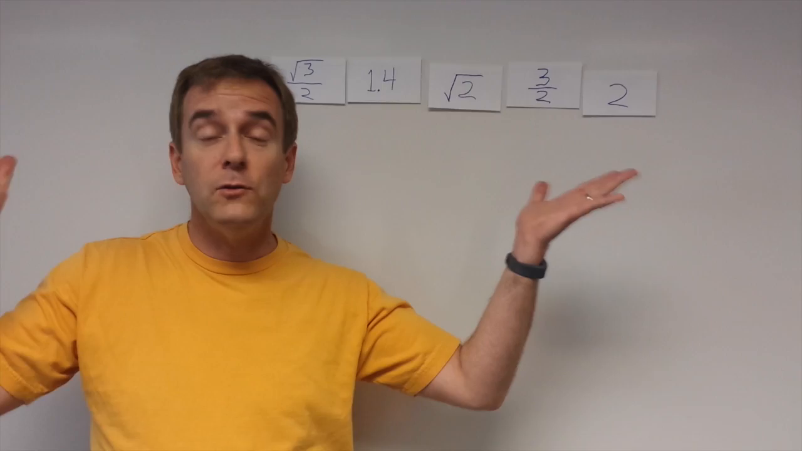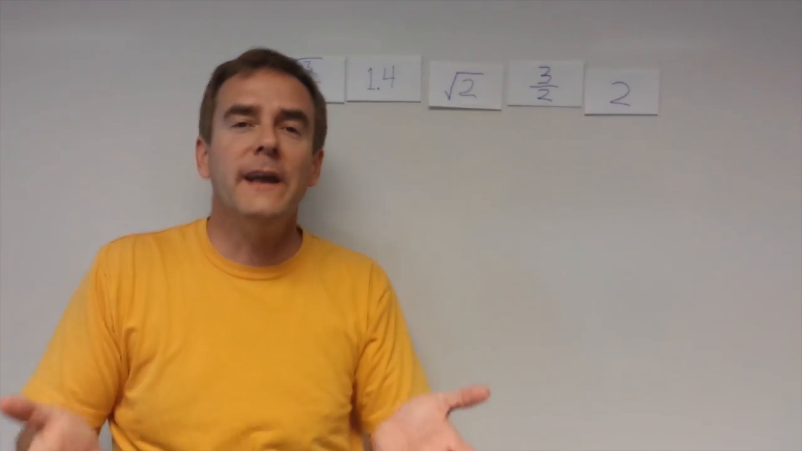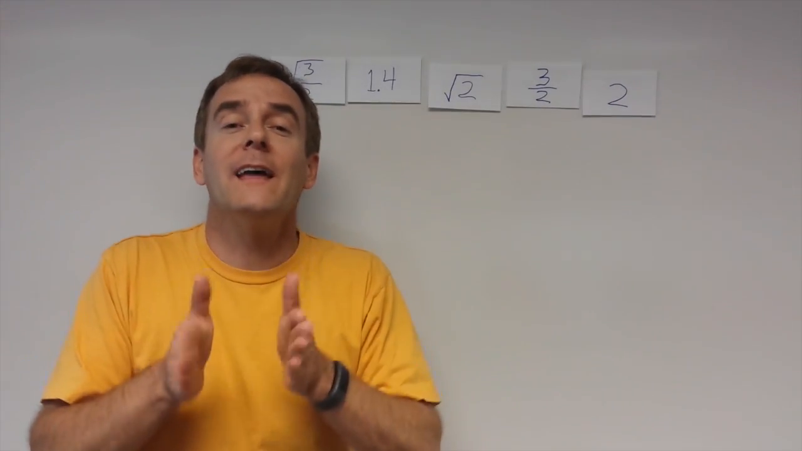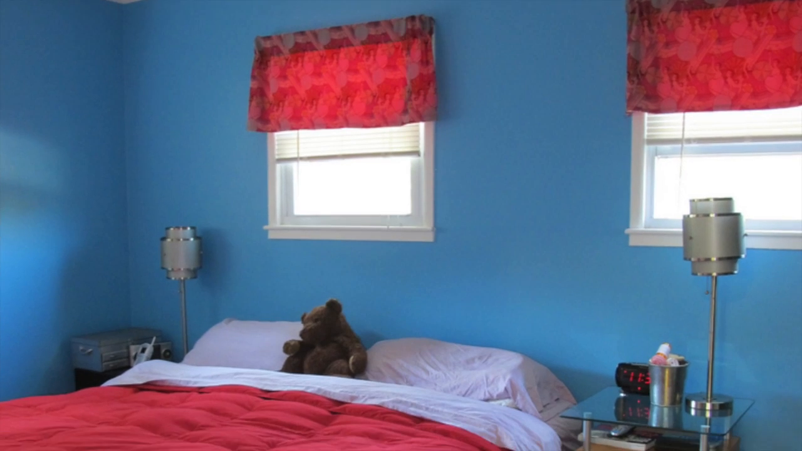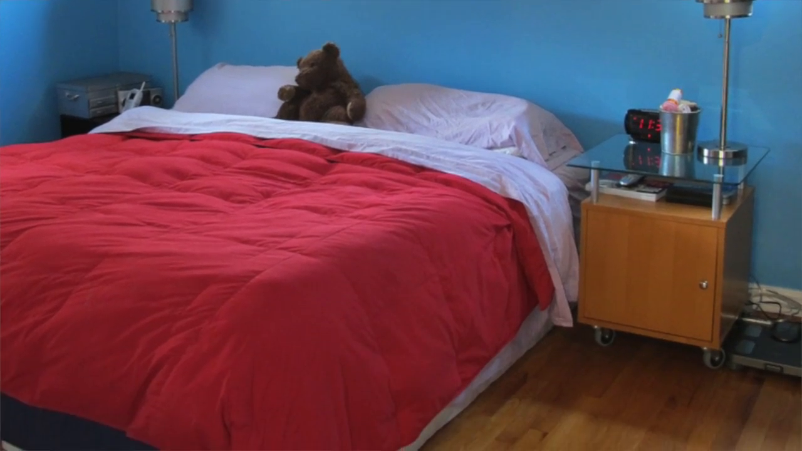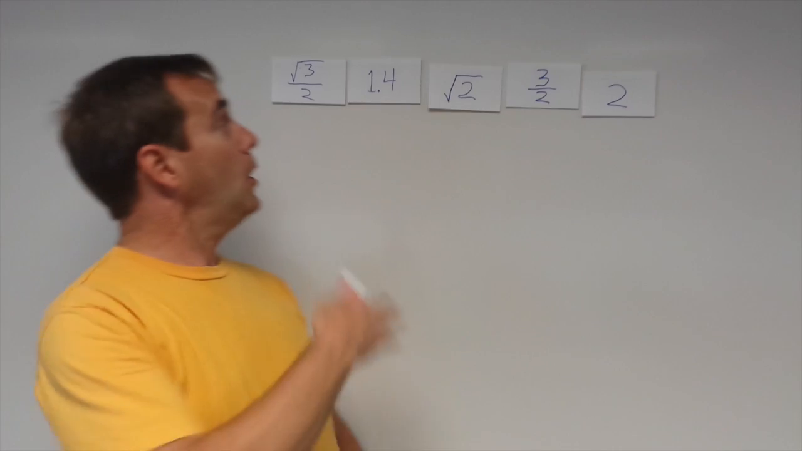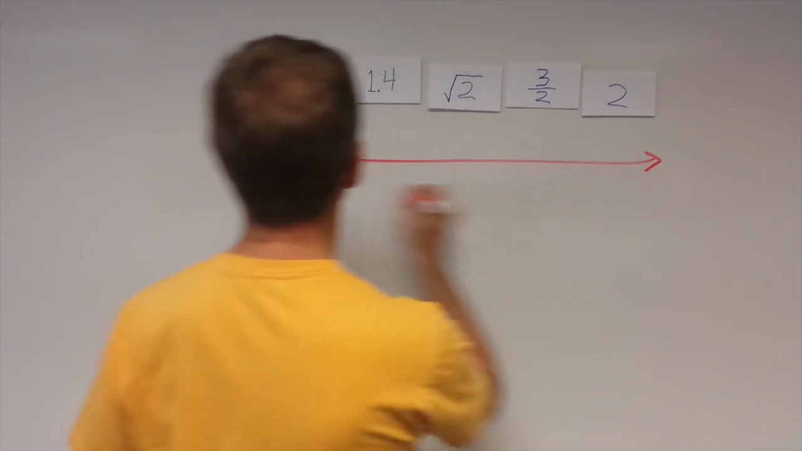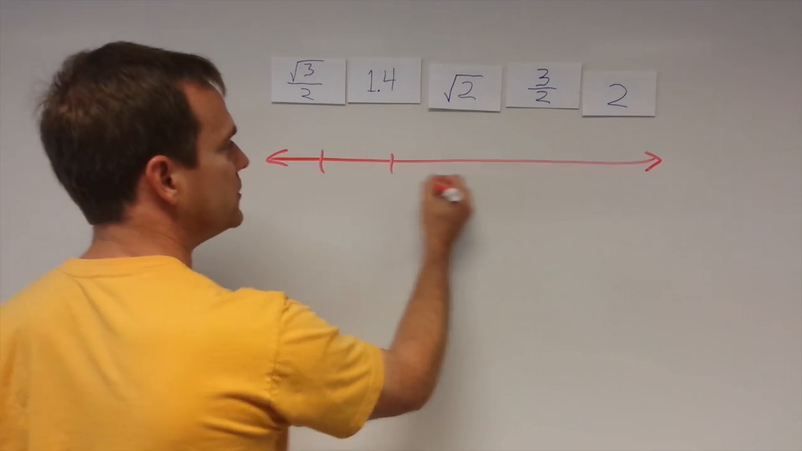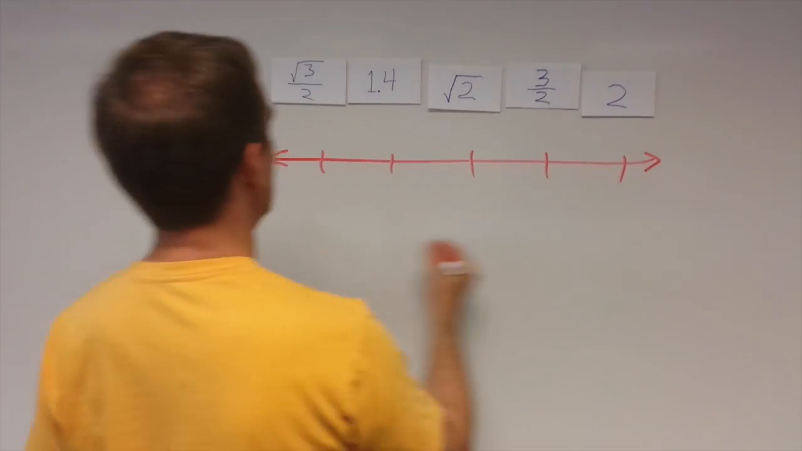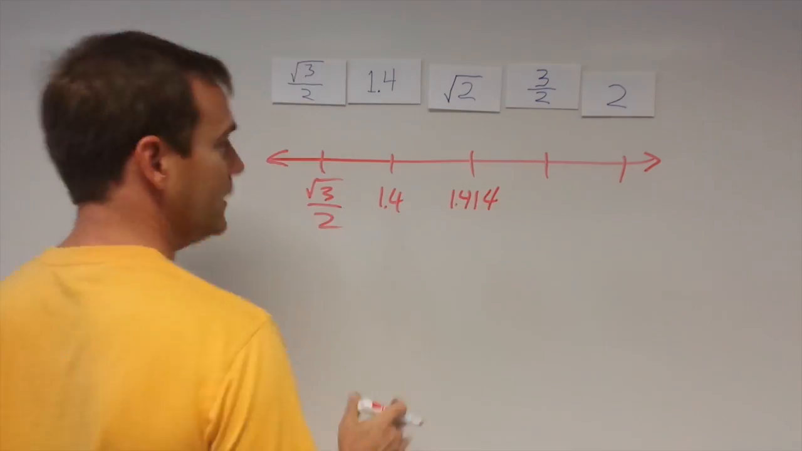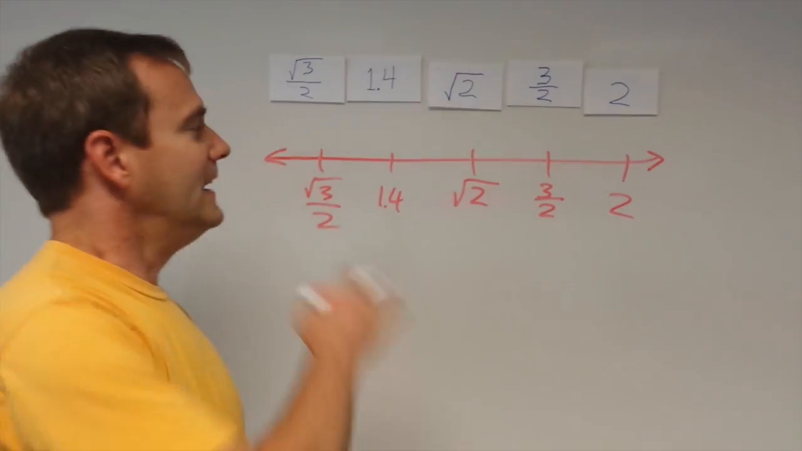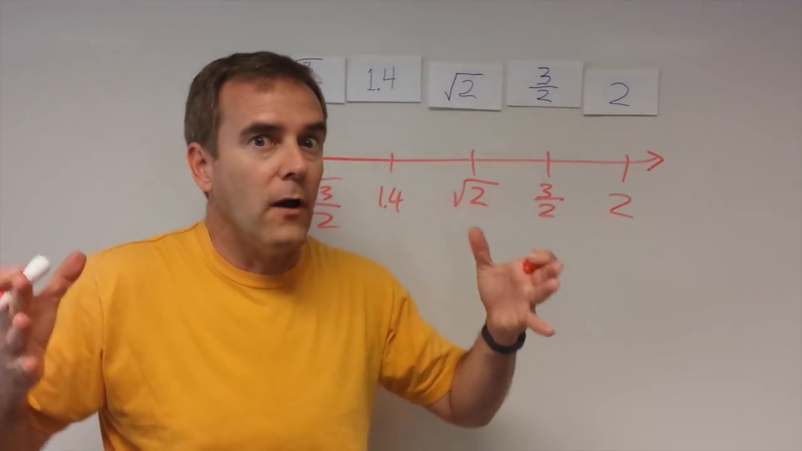Now, why do we do this? I don't know, sorting, organization, keeping things in their place so you can find them later. And what we can do, now that we know they're in order, is we can put them on a number line in relation to each other. Now we know where they belong.